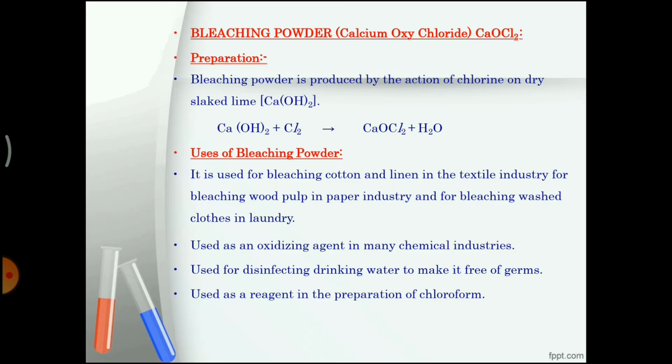Bleaching powder is also used for disinfecting drinking water to make it free of germs. And it is also used as a reagent in the preparation of chloroform.